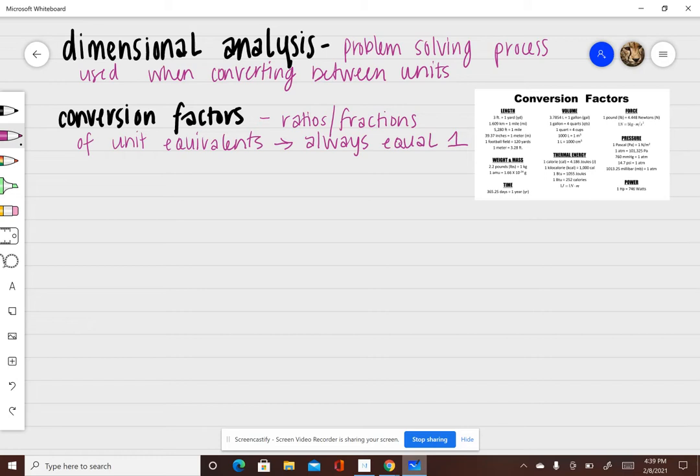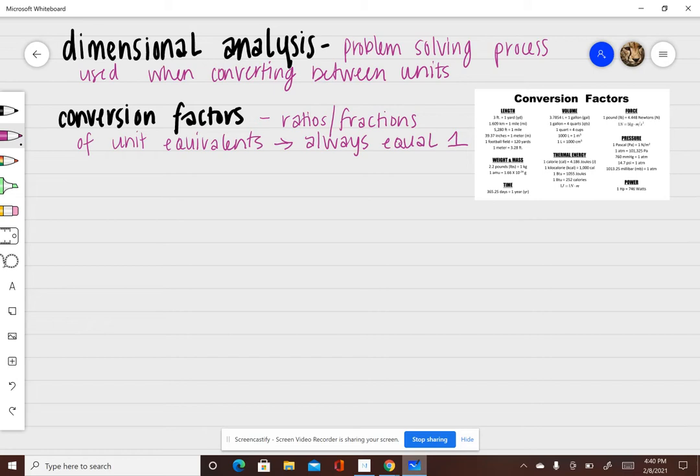And hopefully, these terms start to make a little more sense now that you've had some exposure to them and some practice already. So the first one is dimensional analysis, which is a problem solving process used when we're converting between units, whether it's English system, SI system, or the combination of the two. It allows us to lay out the process of canceling units and getting to our final solution in a pretty simplistic way.